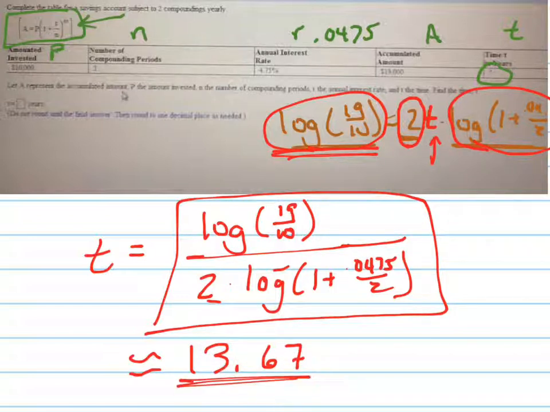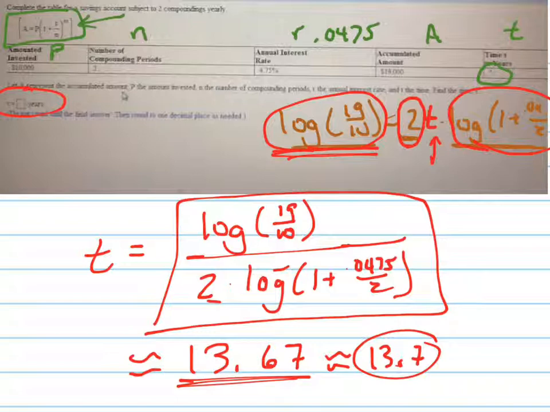Now, 13.67, the question said, you have to read the question carefully. It says in t years. So the question may be, how many years will it take to double? Well, in the 13th year, it will double. But technically it takes about 13 and a half years, really, more than 13 and a half years. But you have to read, it says round to 1 decimal place as needed. So we round this to 13.7. So make sure you know what the question's asking before you solve it.